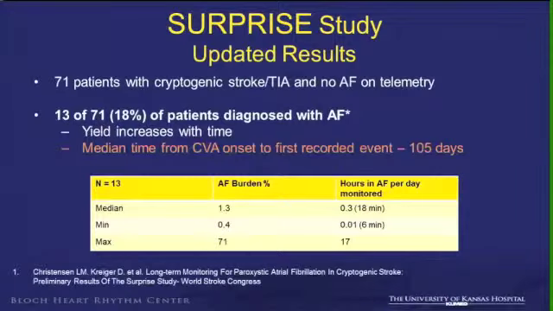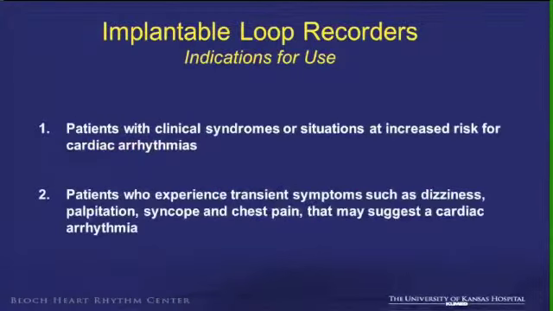The SURPRISE study looked at 71 patients with cryptogenic stroke and no AFib on telemetry, and they found that it took about 105 days from CVA onset to the first event. So that is not a trivial amount of time in order to appropriately diagnose and treat these patients.